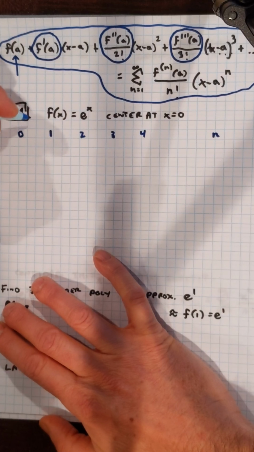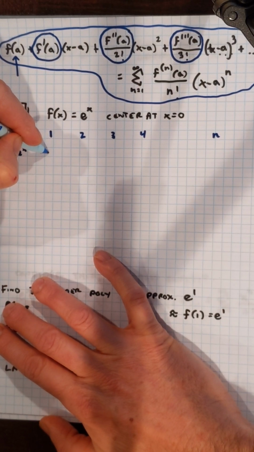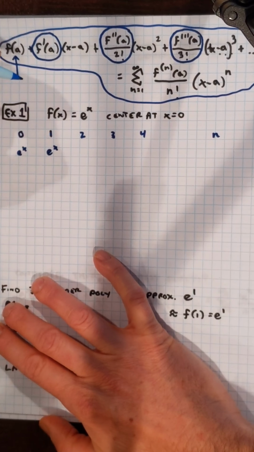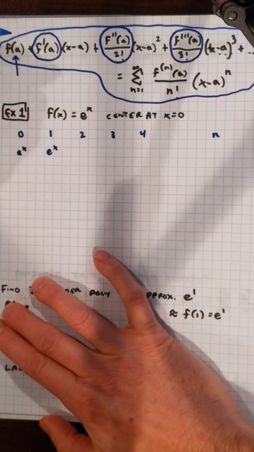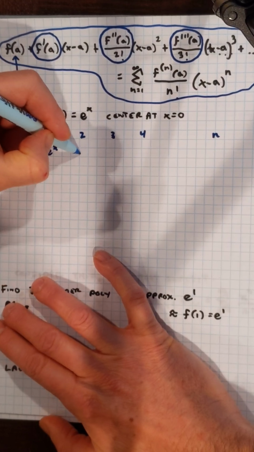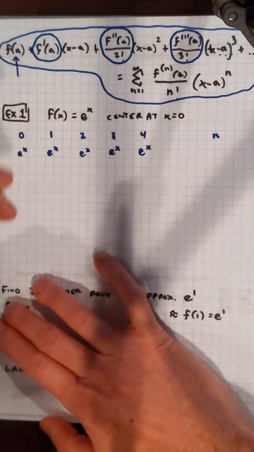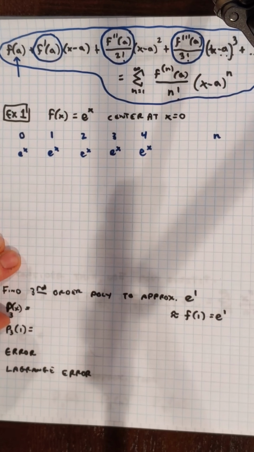The function is e to the x. So the 0 derivative is just e to the x. The first derivative of e to the x is e to the x. Obviously, this gets more complicated when the derivatives are hard. The second derivative of e to the x is e to the x. Repeat that: derivative of e to the x, e to the x. So you have your repeated derivatives.